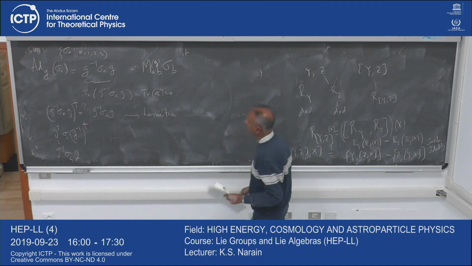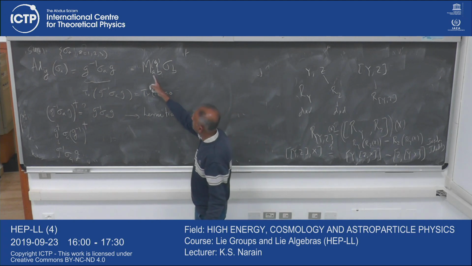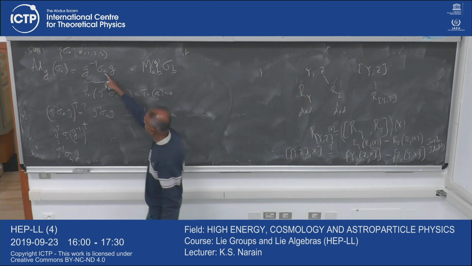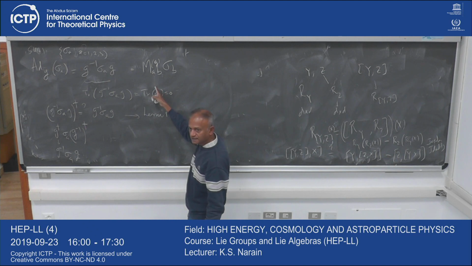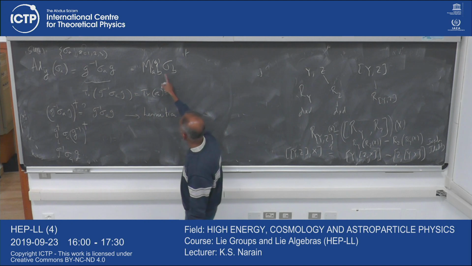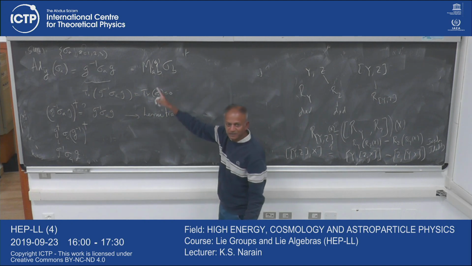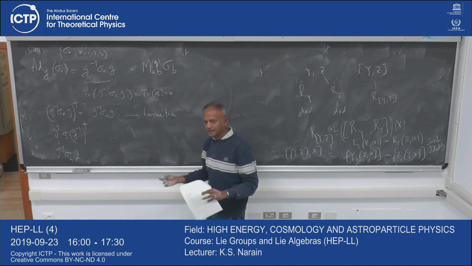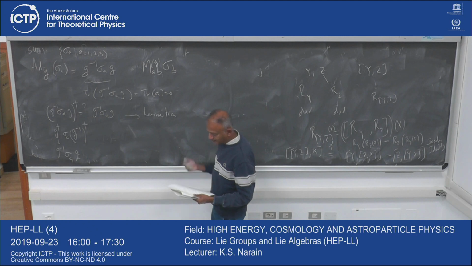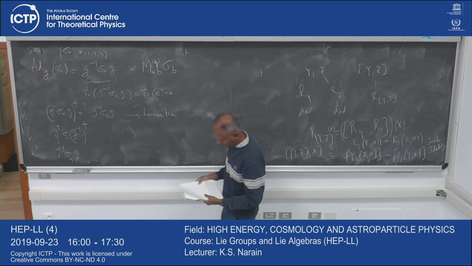But written this way, you see that this N_AB is a 3 by 3 matrix, because A can go from 1 to 3, as I change 1, 2, 3. And B, of course, the repeated index means sum. So this B goes from 1 to 3. So M_AB is a 3 by 3 matrix. And the matrix itself depends on G.